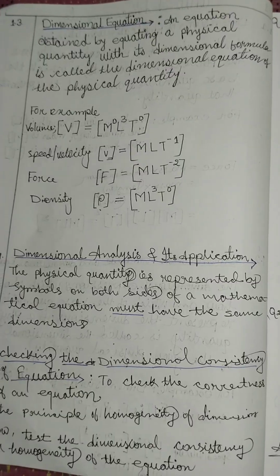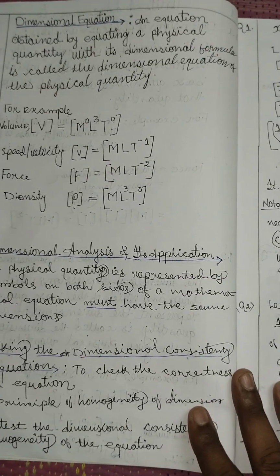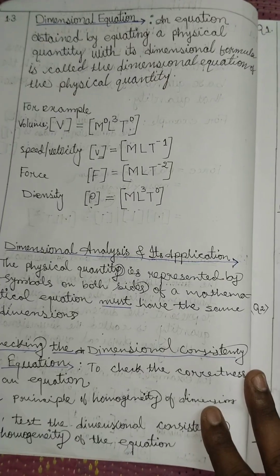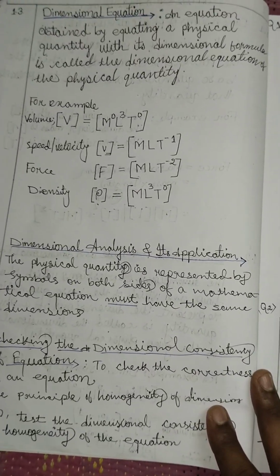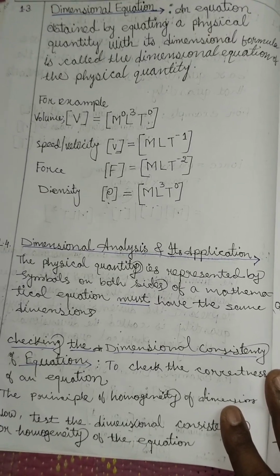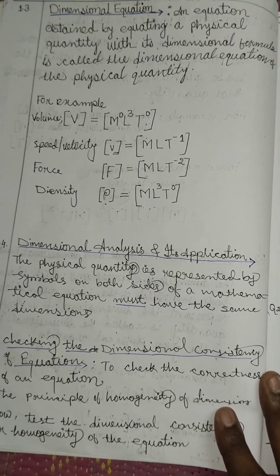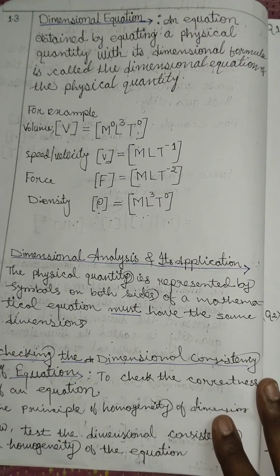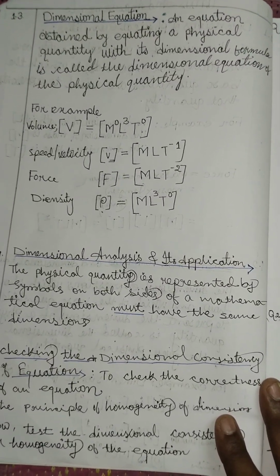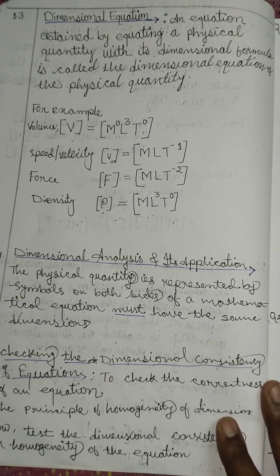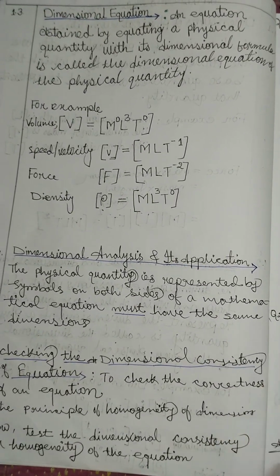Next topic is dimensional equation. An equation obtained by equating a physical quantity with its dimensional formula is called the dimensional equation of that physical quantity. For example, volume equals M^0 L^3 T^0. This equal to symbol divides the mathematical expression into two parts, LHS and RHS. No equation can be called an equation unless there is an equal to sign. For example, force equals M L T^-2. Density equals M L^-3 T^0.